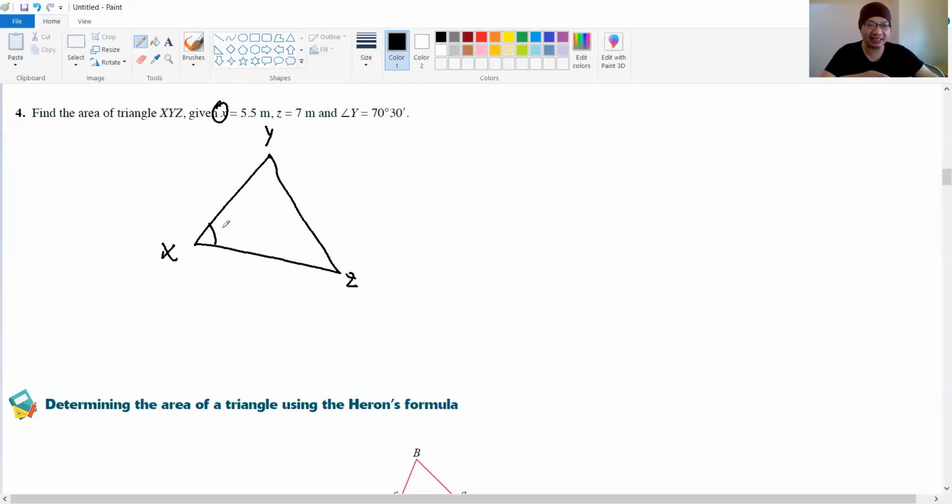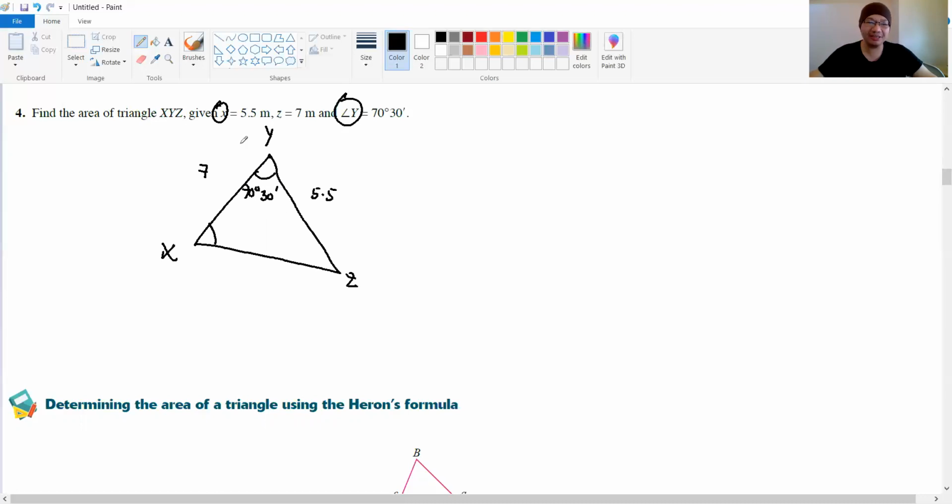This is the angle X, right? So opposite to the angle will be here. This is your 5.5. So how about Z? Z is opposite to the angle Z here, so it will be this one. And the angle of Y is given here, 70 degree, 30 minute. They are using minutes, so find the area.